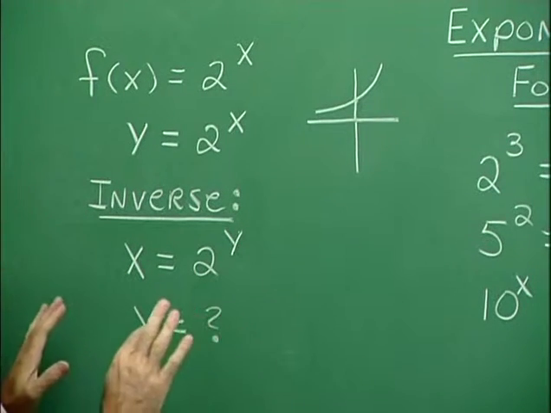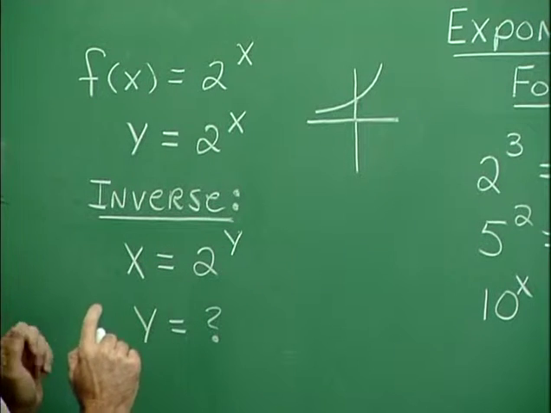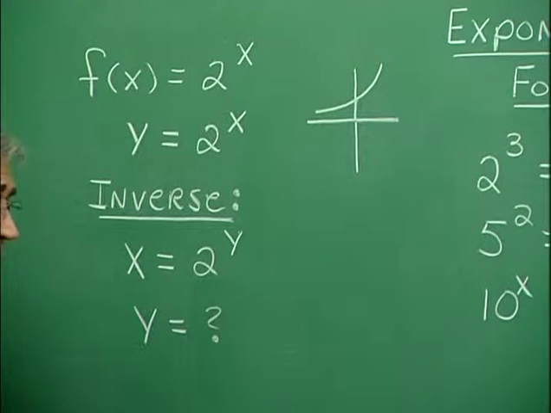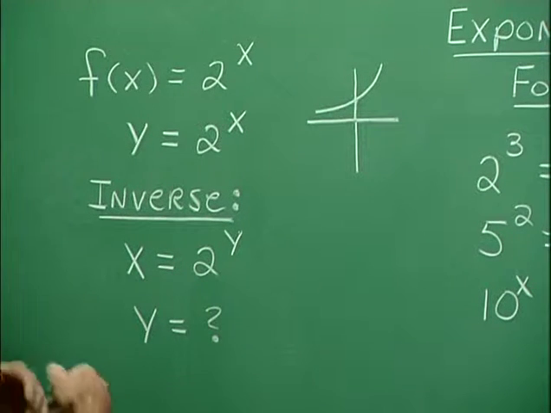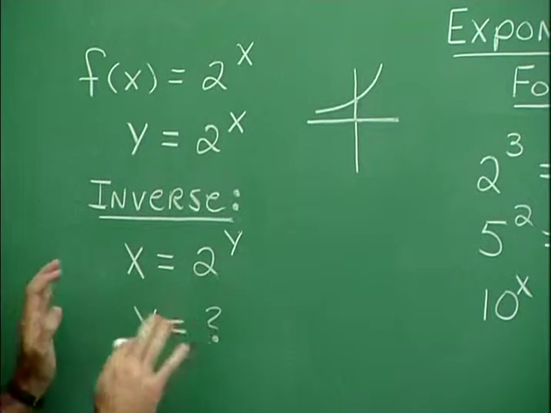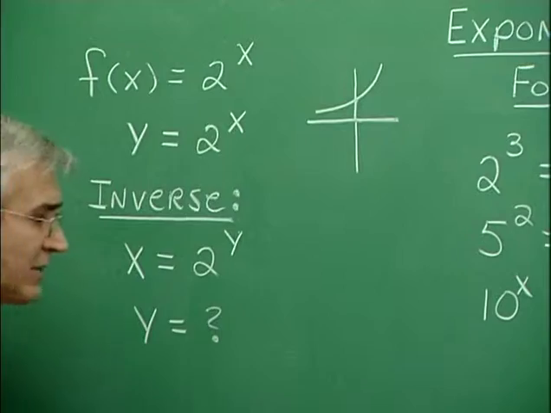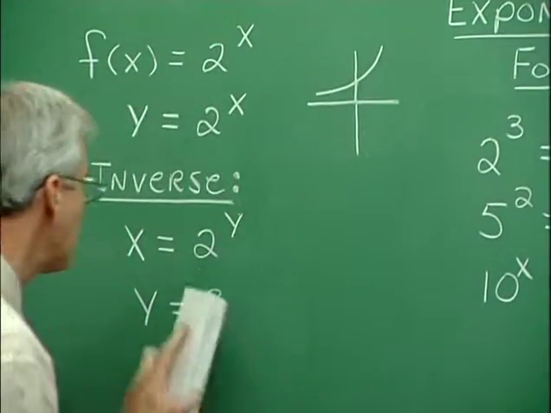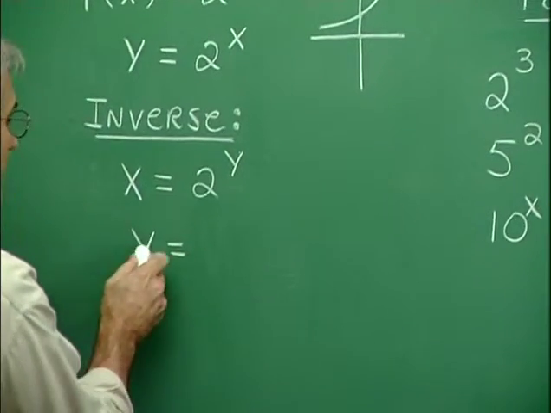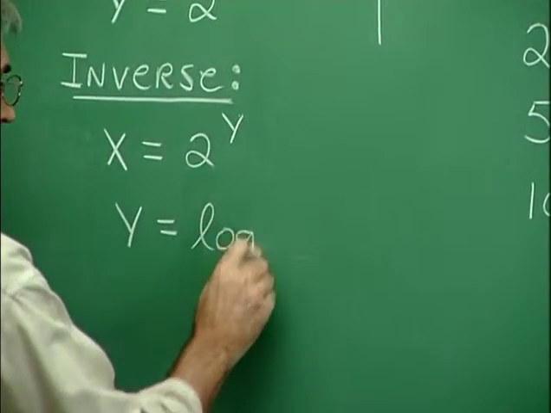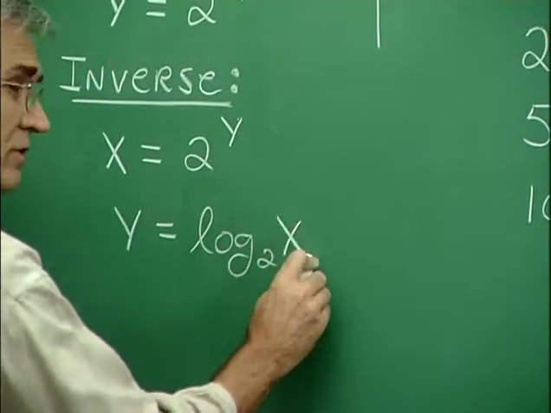Now the trick would be to rewrite this expression so that y is isolated on one side of the equal sign. Well, at this point we have no way of rewriting in that form. We have to introduce a new mathematical form called logarithm in order to complete this process. Now, logarithm allows us to rewrite an exponential form like this. We write this as y equals log base 2 of x.